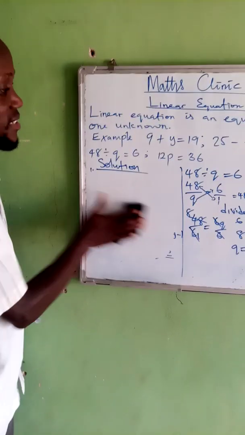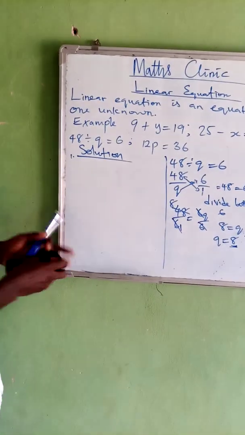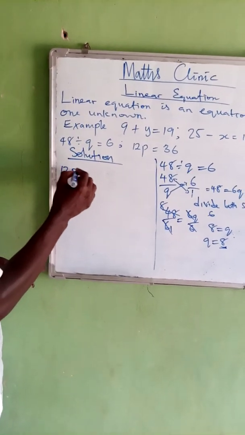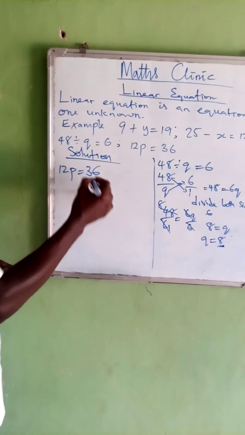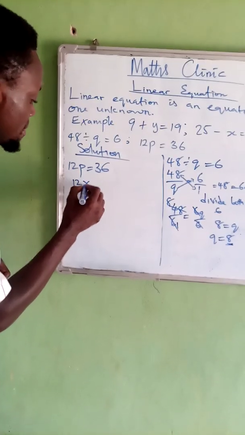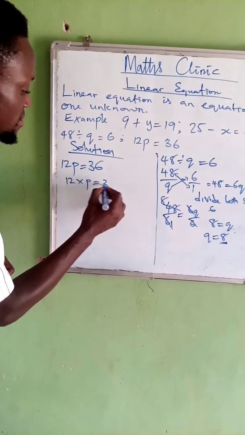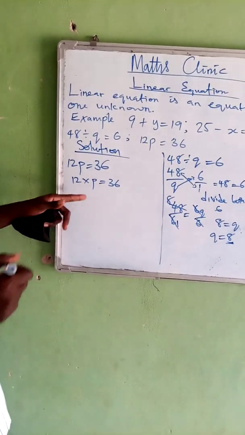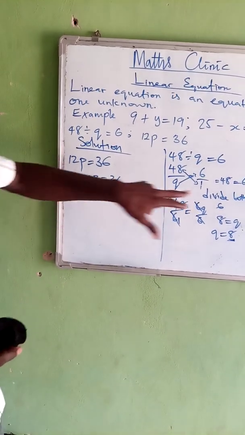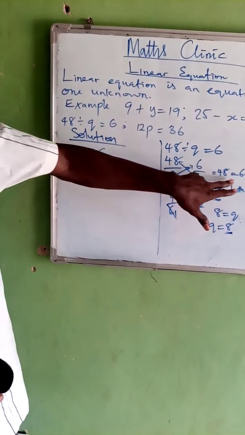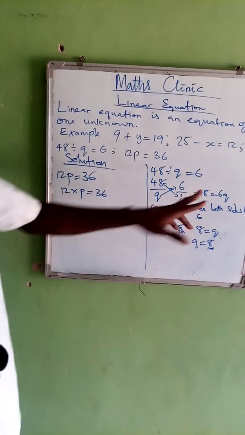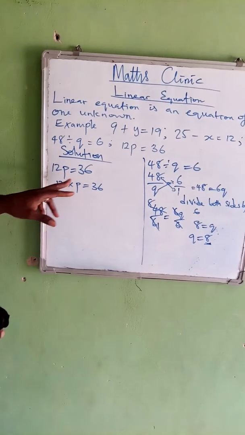The last one is 12p equals 36. What does 12p mean? 12p means 12 times p equals 36. If you take notice of this, look at our last equation. This equation here is the same as this, meaning 6 times q giving you 48. Here is 12 times p giving you 36.